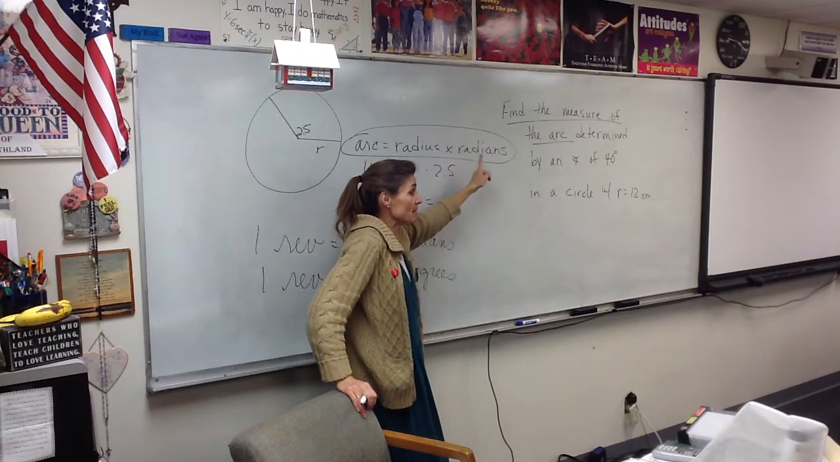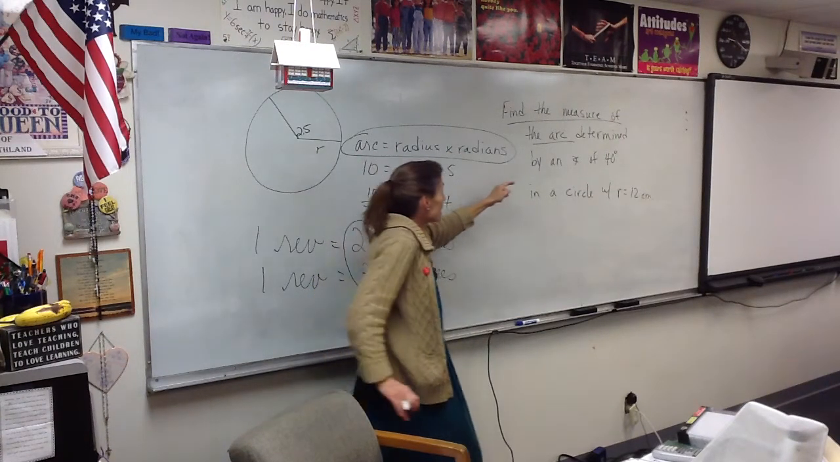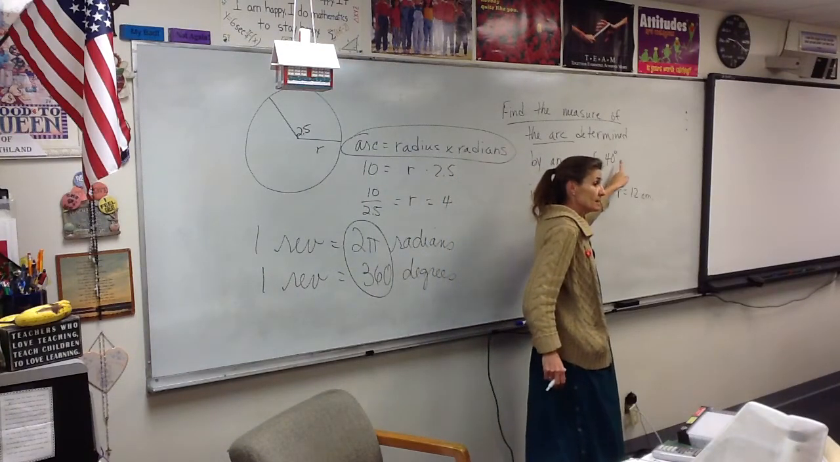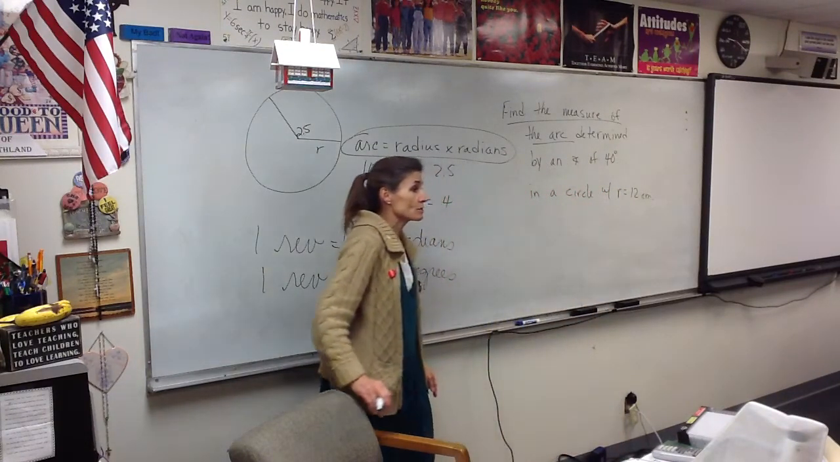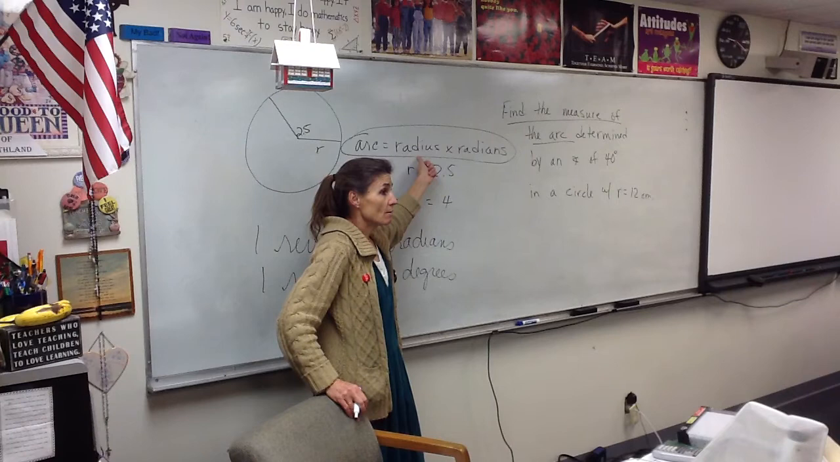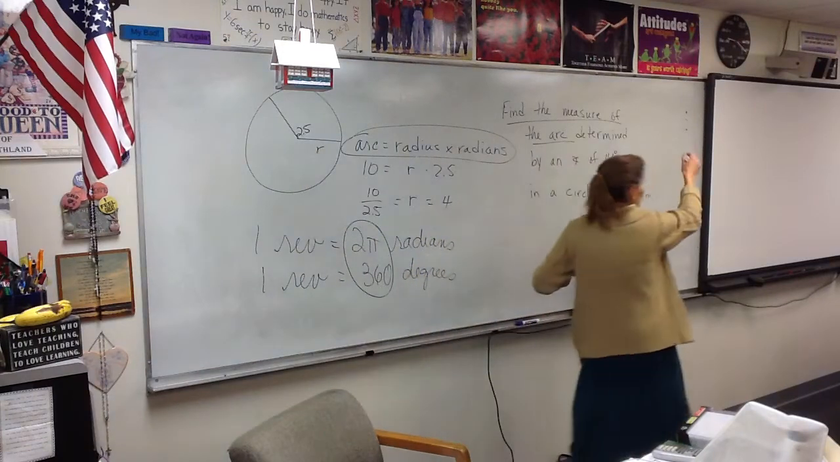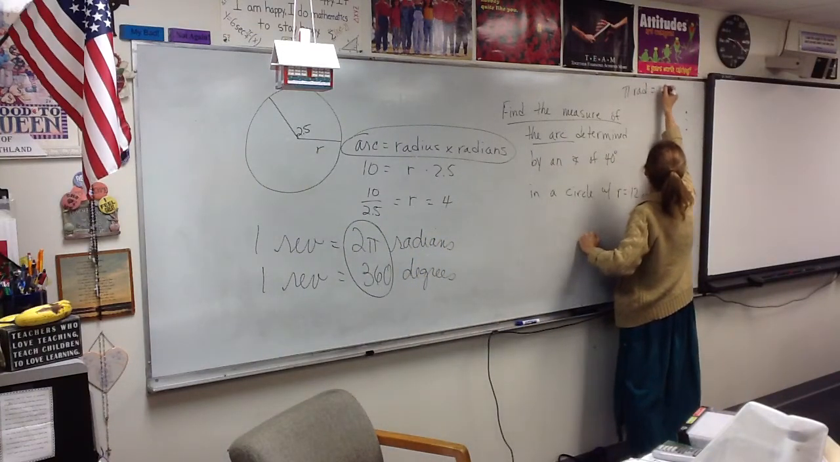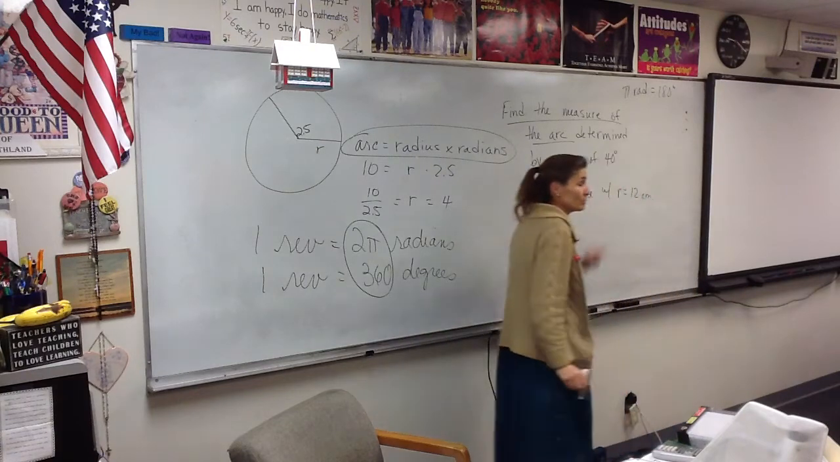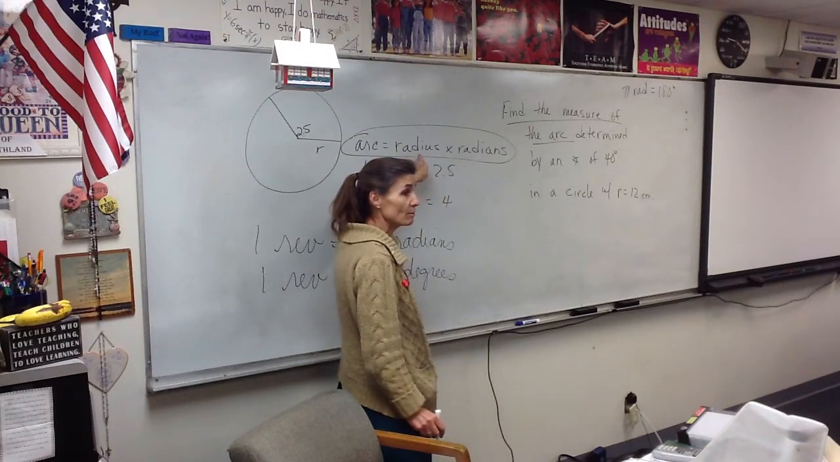To find arc length, I need to have my central angle in radians. And how is my central angle given? In degrees. So if I'm going to use this formula, I'm going to need to convert from a degree measure to a radian measure. And that is so simple, it's unbelievable. It keys on, I erased it, but my relationship was pi radians equals 180 degrees. Put a star by that. You need to remember that. Put a star by this. You need to remember this.